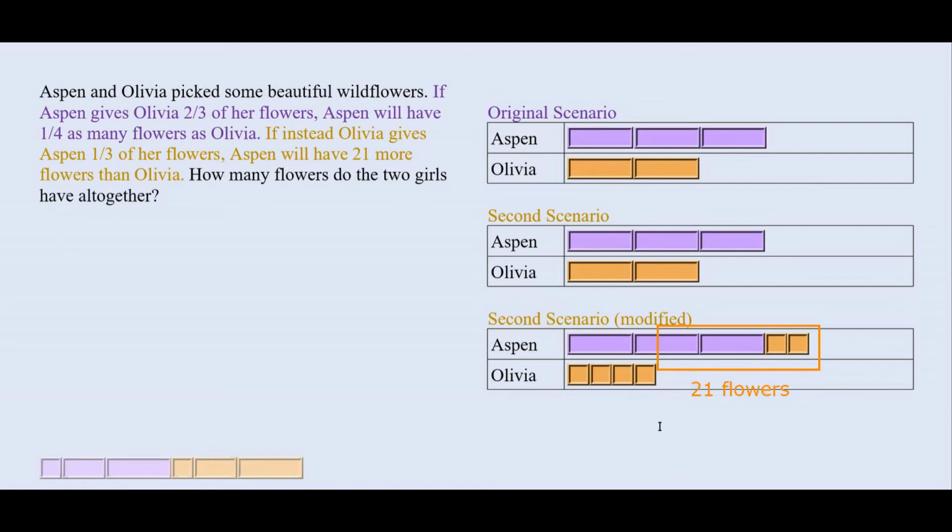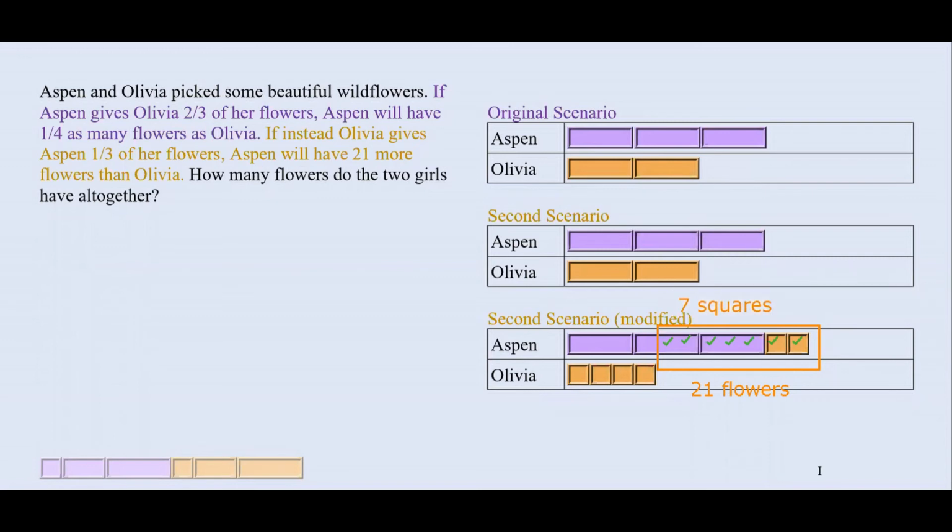Okay, now how many additional squares does Aspen have? Well, each unit rectangle is made of 3 smaller squares. And here I have 2 squares, so let's count. 1, 2, 3, 4, 5, 6, 7. So Aspen has 7 additional squares. Let's write it down. And she has 21 additional flowers.